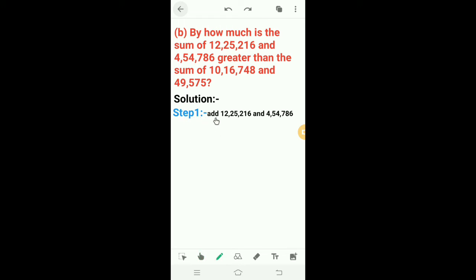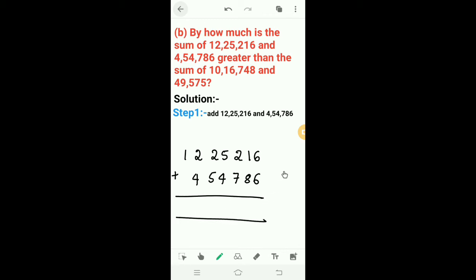In the first step, we have to add 12,25,216 and 4,54,786. So first I will write 12,25,216. Next I will take 4,54,786. So 6, 8, 7, 4, 5, 4. Six plus 6 is how much? 6 plus 6 is 12.